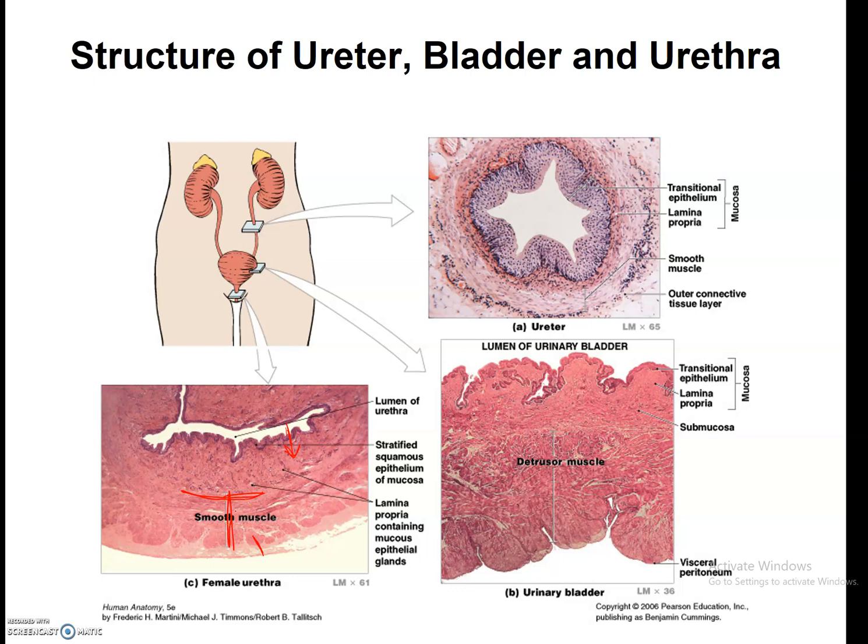The male urethra looks exactly the same, it's just longer. The ureters look similar, it's just that there's a whole lot less smooth muscle. You don't need a whole lot of smooth muscle to move urine from the kidneys down to the urinary bladder. And then, of course, the urinary bladder has an extensive detrusor muscle helping to smoothly contract and push urine out of the urinary bladder. All right, that's the end of this lecture.